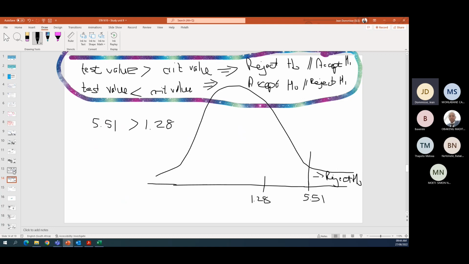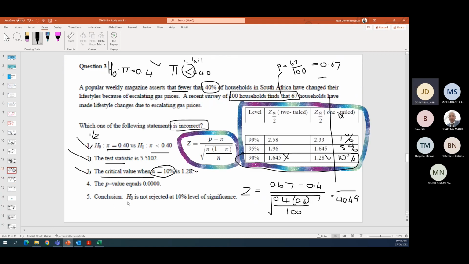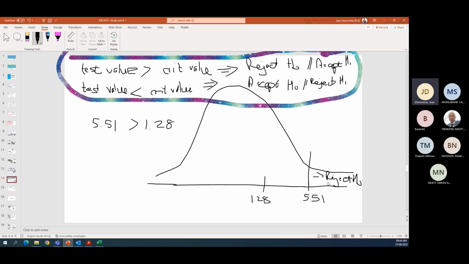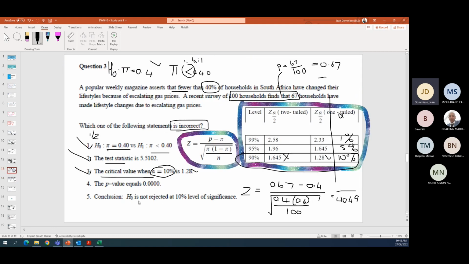Okay, so if we go back, conclusion, H0 is not rejected at that level. No, we are rejecting it. We are not rejecting the alternative. So again, we are rejecting H0, so it is wrong that we say we're not rejecting. So this is the incorrect one.